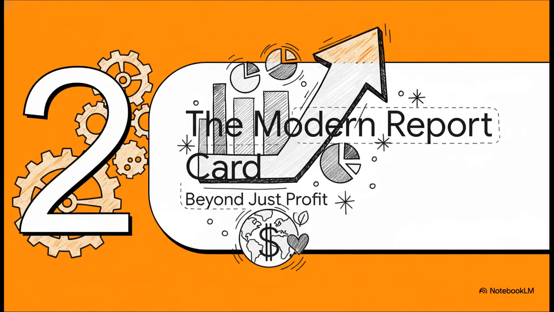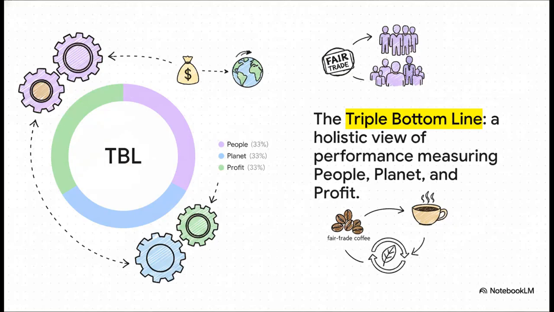Okay, so we figured out how to track who's accountable. But the next big question is, what should we even be measuring? In the old days, the answer was easy. Profit, profit, profit. But today's business world is way more complex, and it demands a much, much broader view of what performance actually means. And that leads us straight into another huge concept, the triple bottom line.